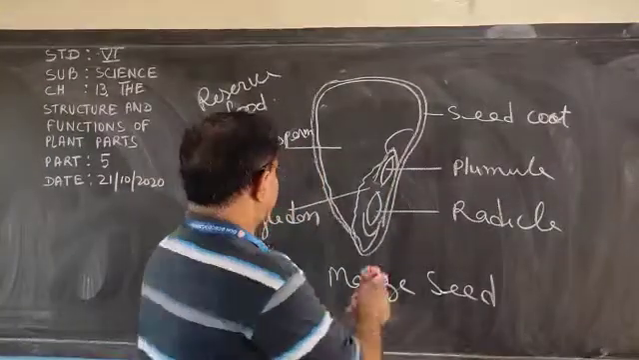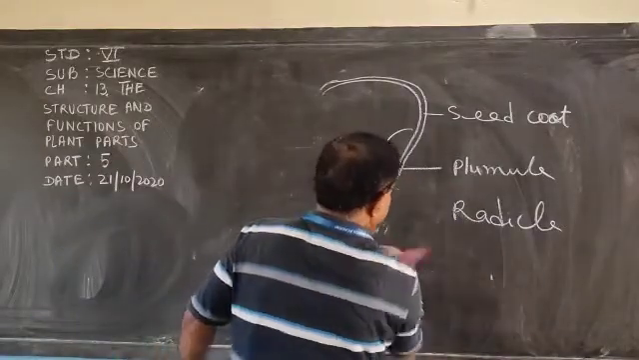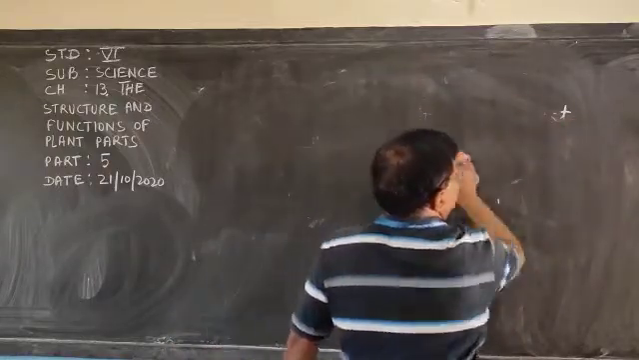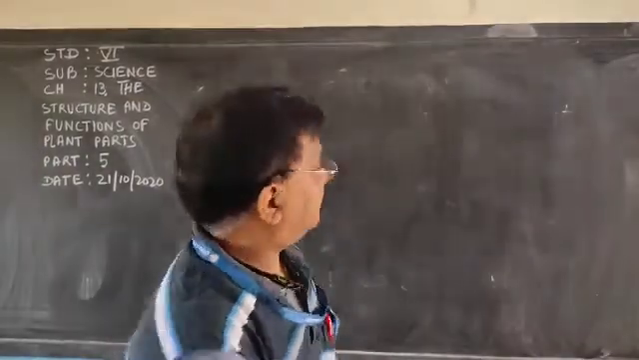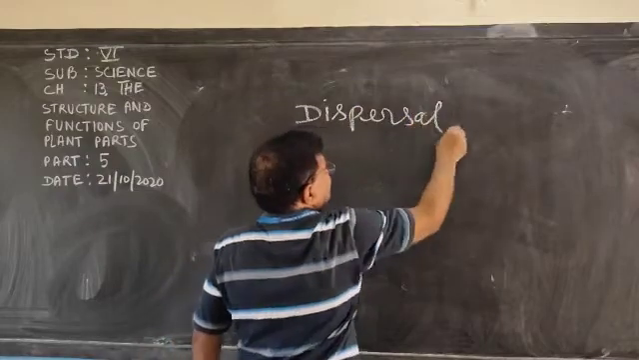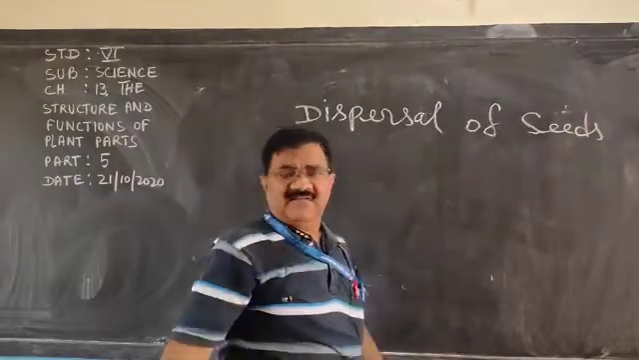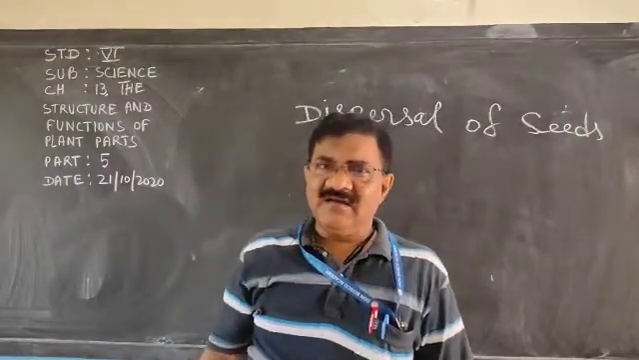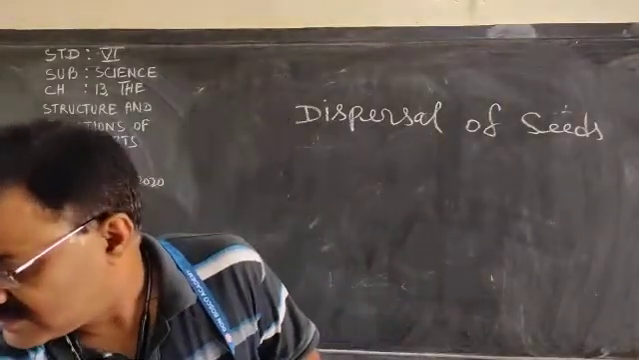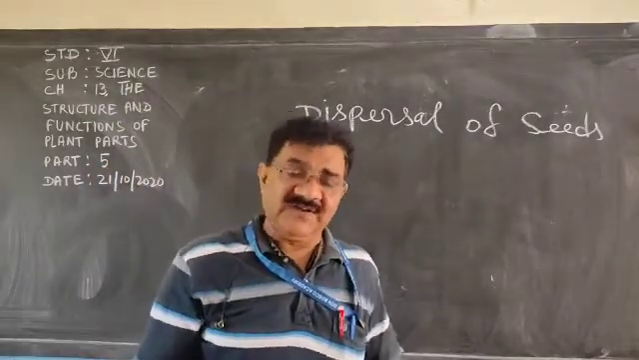Now try to understand what is dispersal of seeds. Scattering of seed by the help of natural agents like water, animals, birds, wind, is called dispersal of seed.